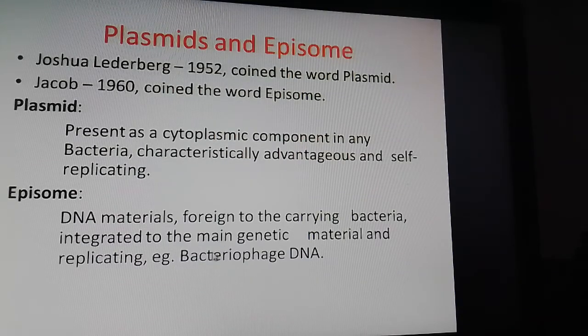For example, you can assume the action of bacteriophage DNA. When it gets into a bacterial cytoplasm, it attaches to the chromosomal DNA and then replicates along with the chromosomal DNA. So such foreign DNA getting into the bacterial body and getting integrated to the chromosomal DNA and replicating is called the episome. But the plasmids are the natural circular DNA, self-replicating also, available in the cytoplasm of bacteria.